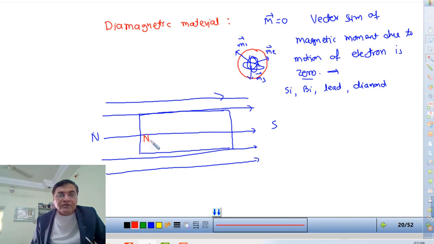So this side becomes north and this side becomes south inside. It is called induced field. It is called induced field. So because of this, the magnetic field is like that.